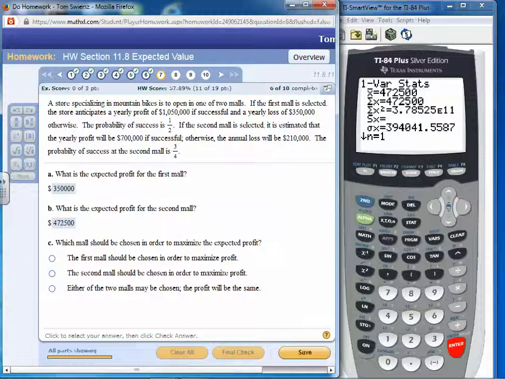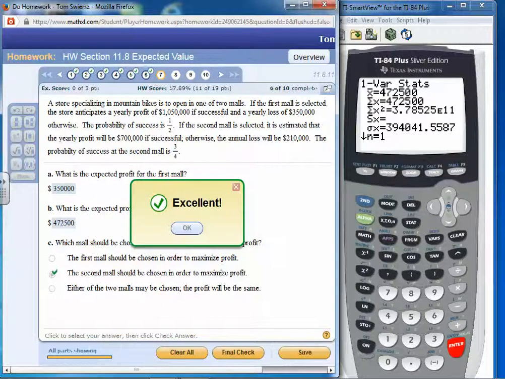So now, which mall should be chosen in order to maximize the expected profit? Well, we don't know for sure, so we can only go by expected value, right? So we're going to take the higher one of the positives. We see that the second mall is 472,500 compared to the first mall, which is only 350,000. So definitely the second mall should be the one that is chosen to maximize profits.